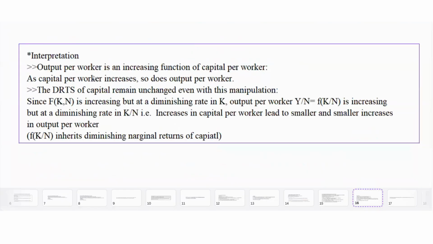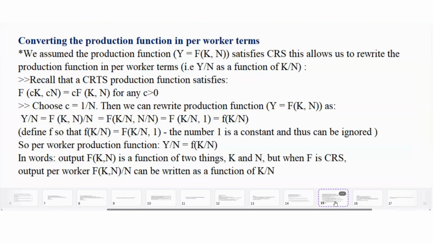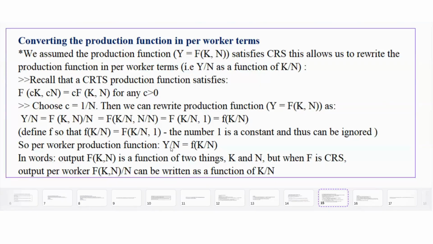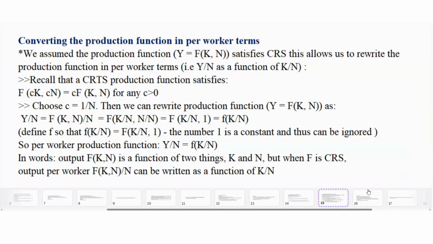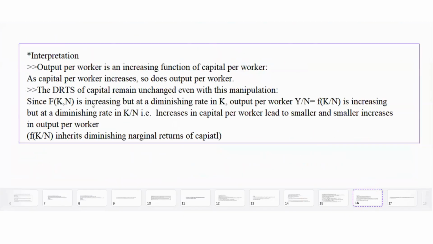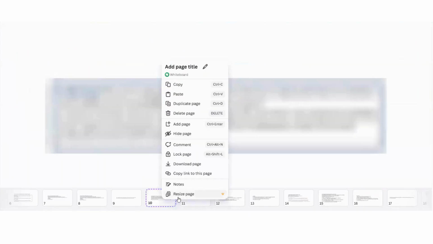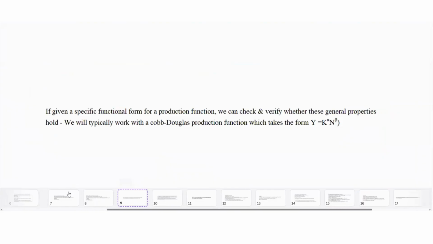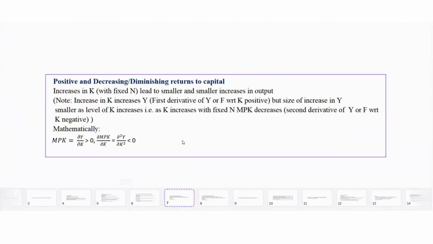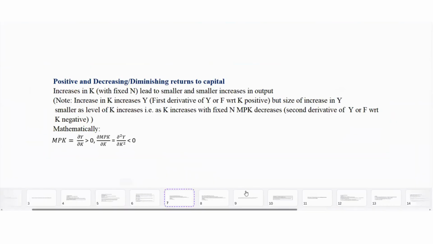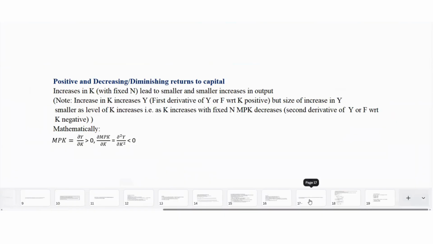The interpretation of this is that output per worker is an increasing function of capital per worker. So as capital per worker increases, so does output per worker. And the decreasing returns to capital remain unchanged even with this manipulation, because one of the assumptions we made was that we have decreasing returns to capital, which means that increases in K with fixed N lead to smaller and smaller increases in output.